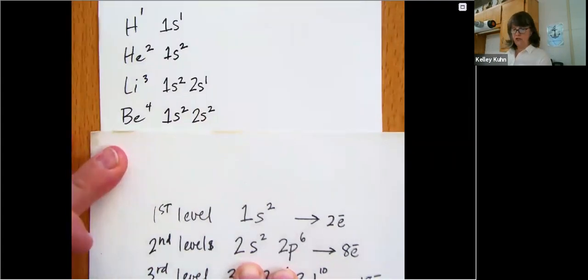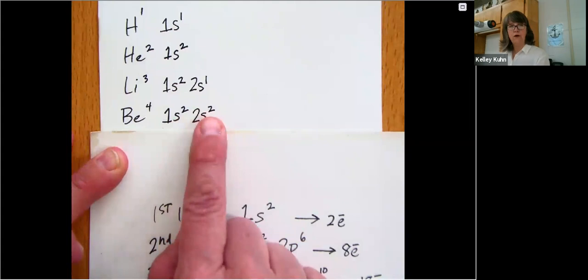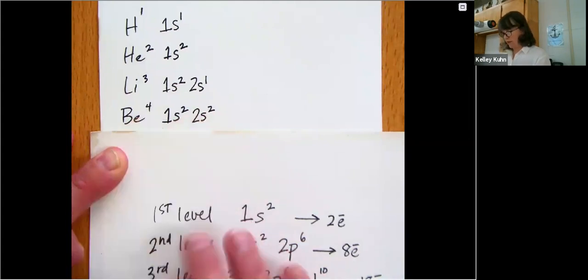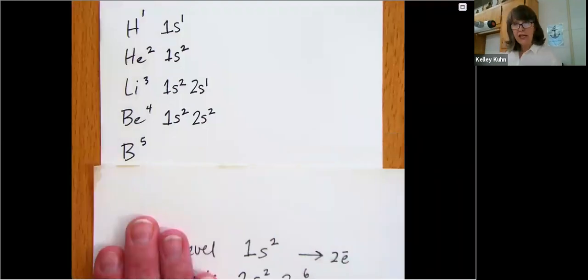How can I tell if this is right? Well, I am filling them in order, and my superscripts add up to 4, which is the number of electrons beryllium has. Sorry, this is kind of slow, but it probably also feels kind of fast.